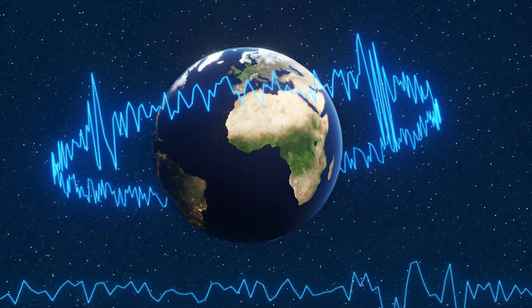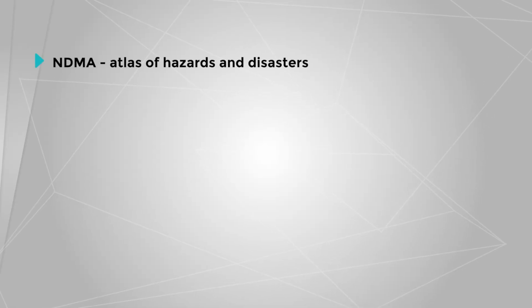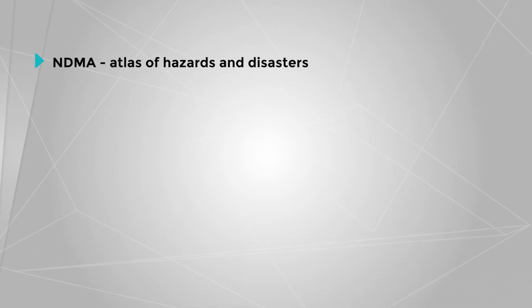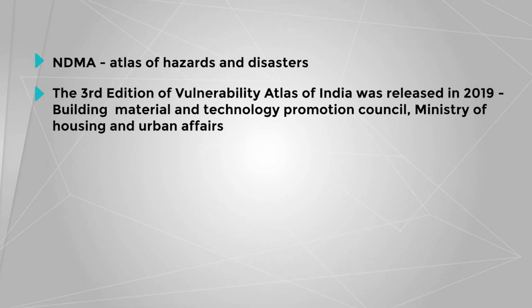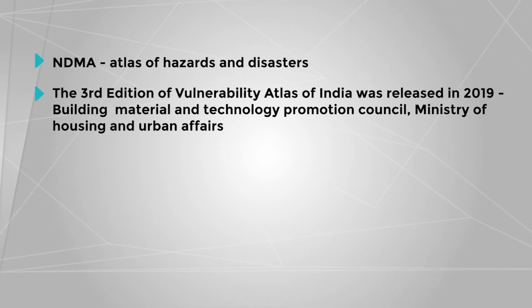The occurrence of a disaster is geographical in nature. A number of researchers have helped identify the hazards and disasters a region is exposed to. The NDMA, that is the National Disaster Management Authority in India, has prepared the Atlas of Hazards and Disasters for all districts of the country. The third edition of the Vulnerability Atlas of India was released in 2019.